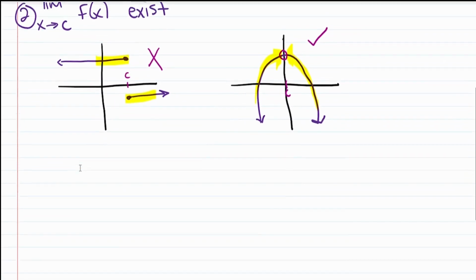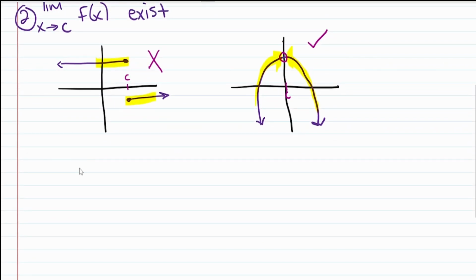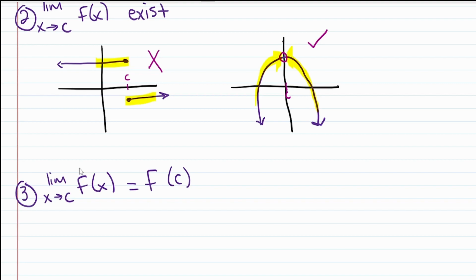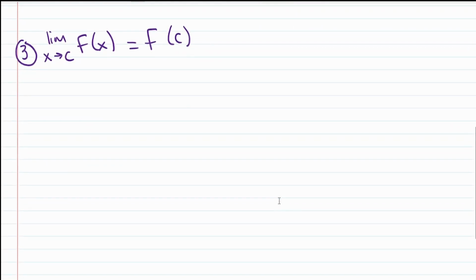Let's talk about our third requirement. Finally, the limit as x approaches c of f of x must equal f of c. So this may seem kind of like a combination of the past two, because f of c has to exist and we have to have a limit as x approaches c of f of x. But they also have to be equal to each other.